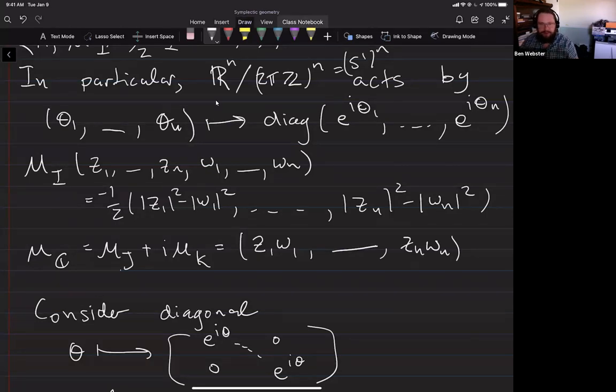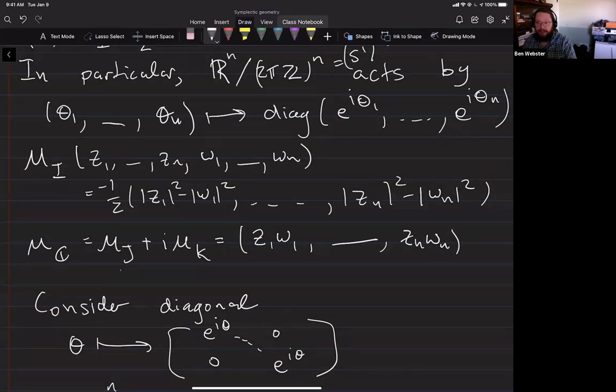And the fact that I've privileged i manifests in the fact that the moment map for i looks very different from the moment maps for j and k. So the moment map for i looks basically like the one we had before. Remember before what we got was minus 1/2 times the norm squared of the different components, which is just building up from the fact that the action on one copy of C was given by minus 1/2 times the norm squared.